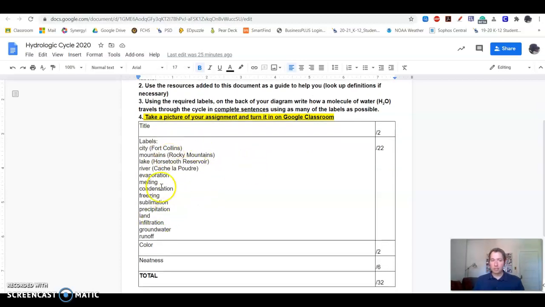These are the labels. You'll need to label the city of Fort Collins, our mountains, Rocky Mountains, our Horsetooth Reservoir, the Cache la Poudre River, and then evaporation, melting, condensation, freezing, sublimation, precipitation, land, infiltration, groundwater, and runoff.